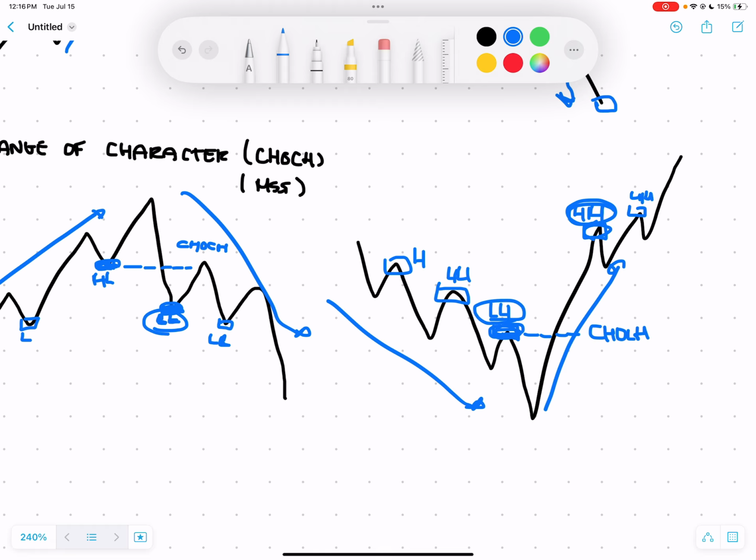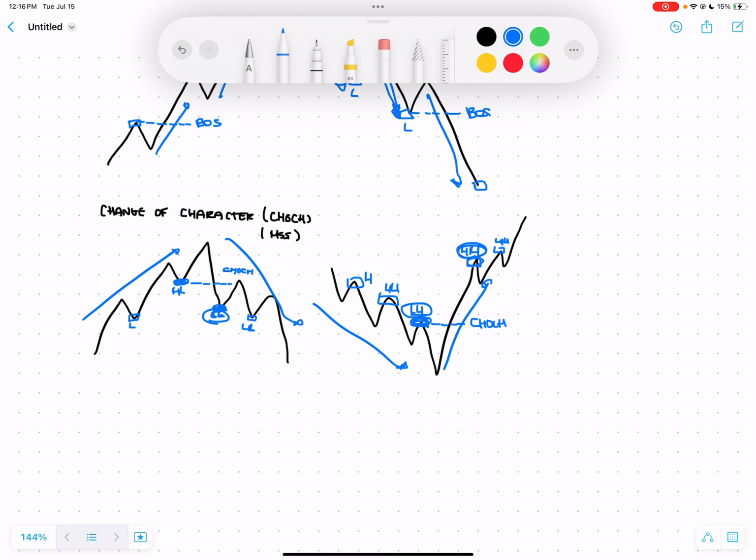So just to summarize, whenever in an uptrend a low is being broken, we have a reversal, we have a change of character. Whenever in a downtrend a high is being broken, whenever we have a higher high, we have a change of character. Simple as that, guys. Literally simple as that.